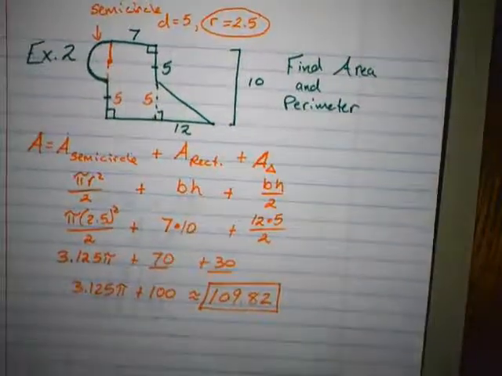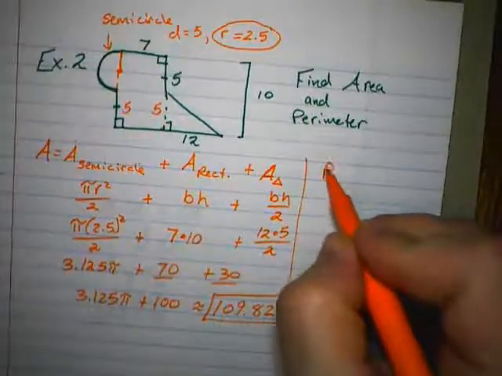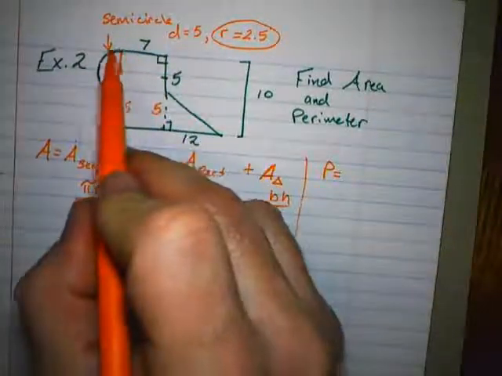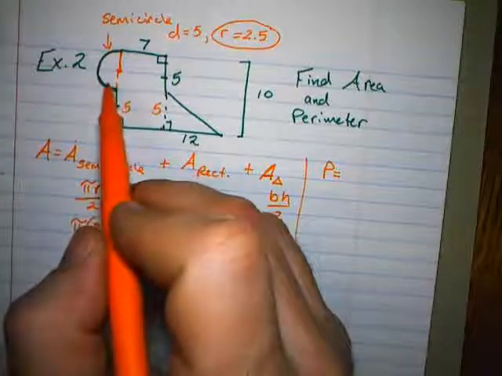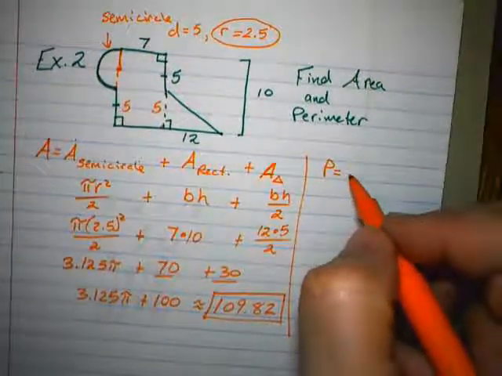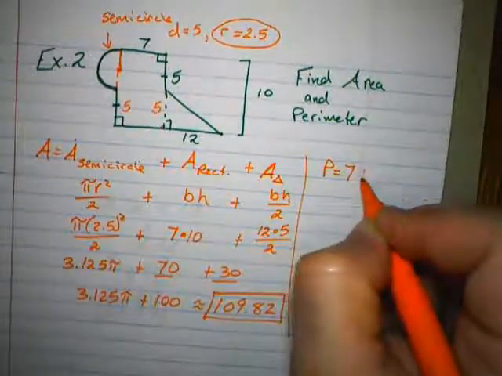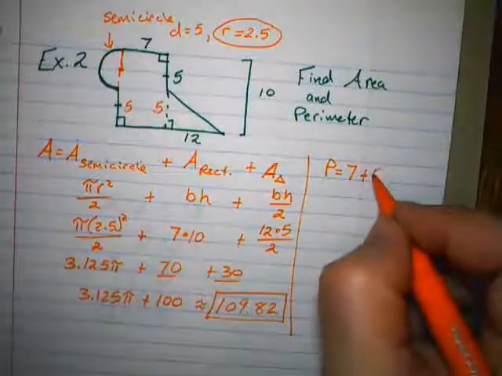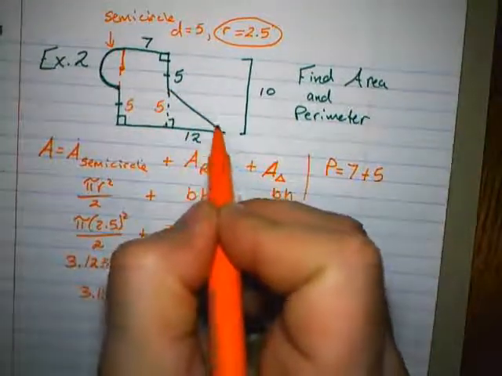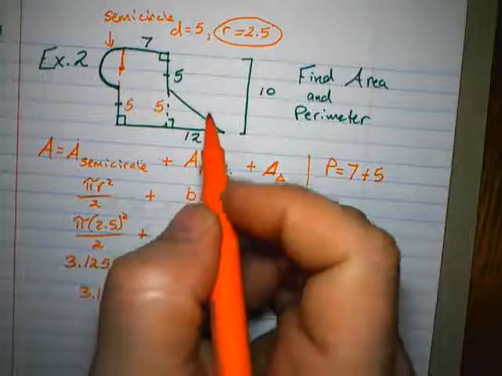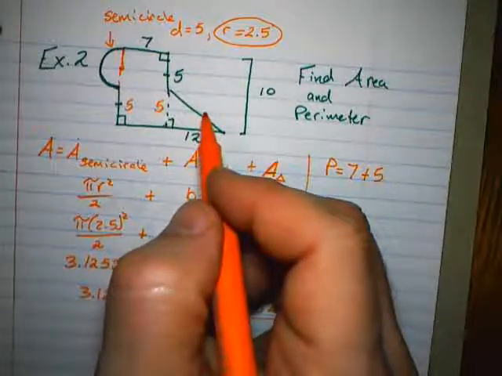Okay, now to find the perimeter, I'm just going to start adding up the sides. Now, this is going to be a little tricky, but we'll get to that in a second. So I'm going to add a 7 plus a 5 plus this slanted side here. Now, to find that slanted side, we have to use the Pythagorean Theorem again.